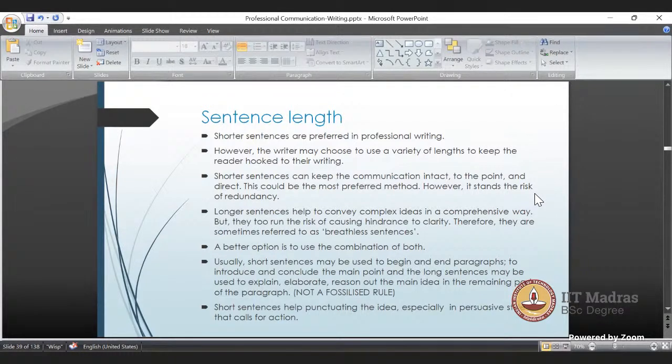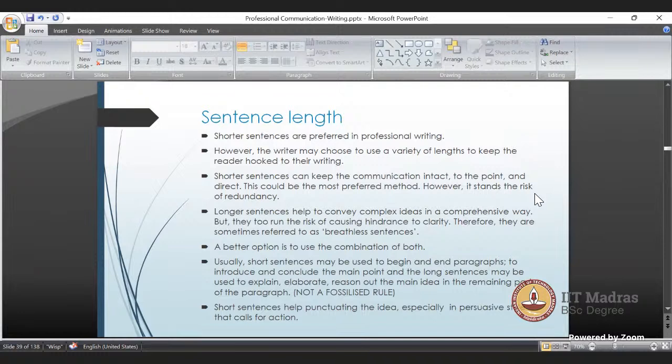But if you're a beginner and you just begin writing, you're taking baby steps towards it. It's always nice to build your professional writing skills with shorter sentences, rather than start with a very long sentence which may go wrong, which may not be presented well. So shorter sentences are the preferred one, but not a hard and fast rule if you're a seasoned writer.